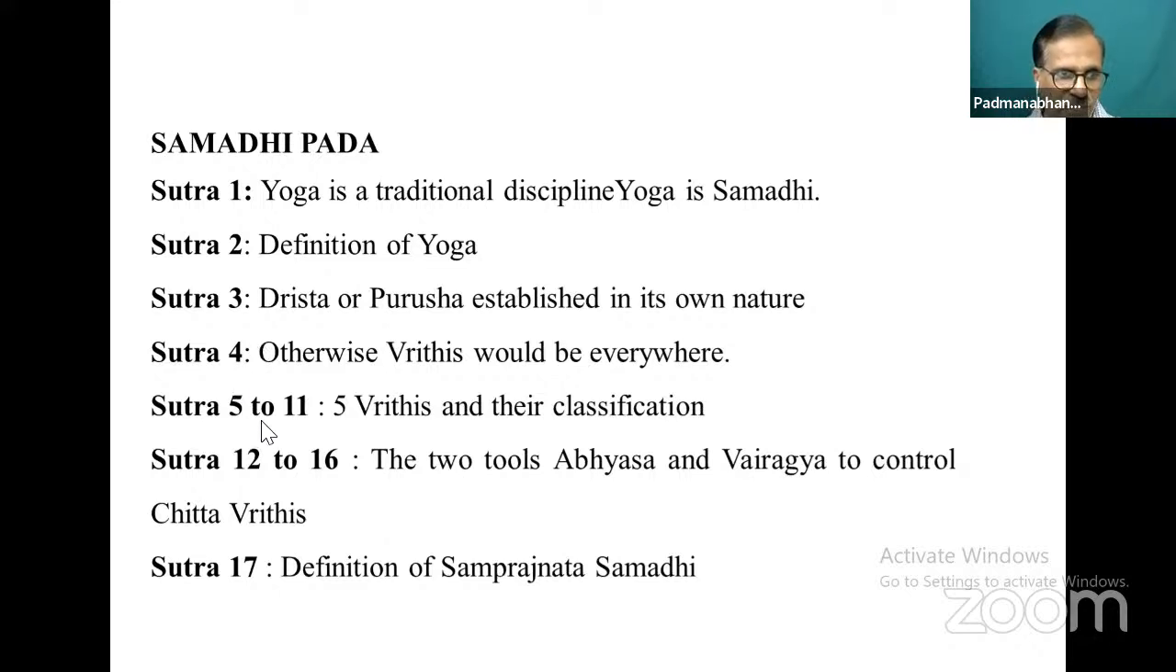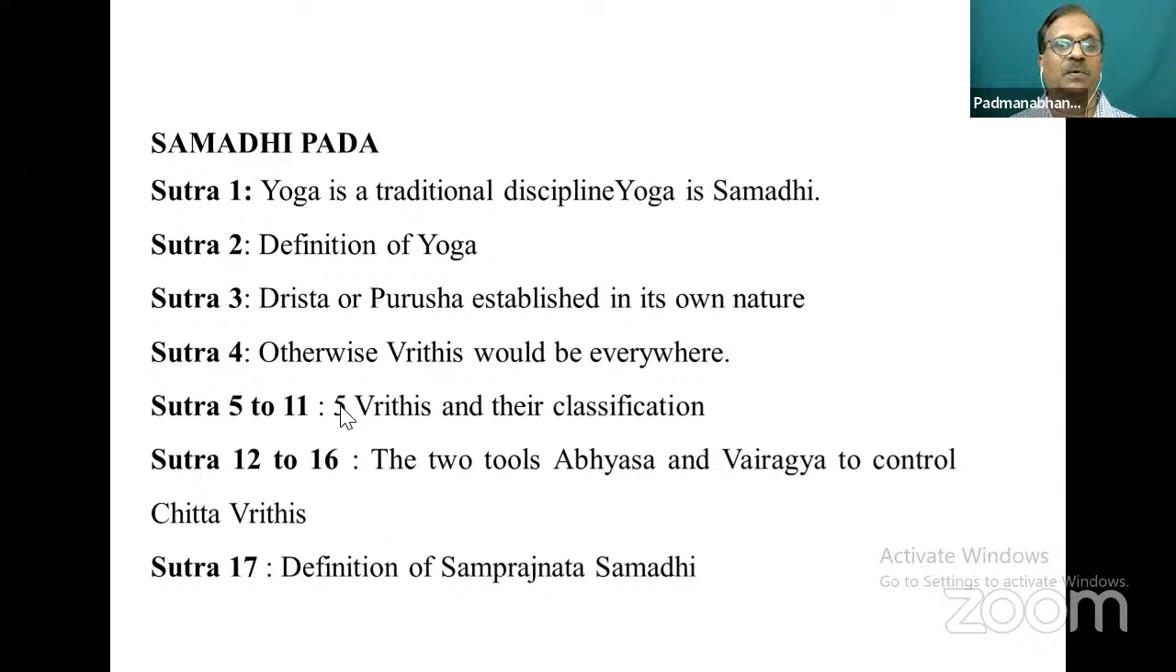Then Sutra number 5 to 11 talks about the 5 vrittis: Vrittayah Panchatayah Klishta Aklishtah, and their classifications: Pramana, Viparyaya, Vikalpa, Nidra, Smriti. Okay, we will discuss them one by one in the next class. You remember that, 5 to 11.